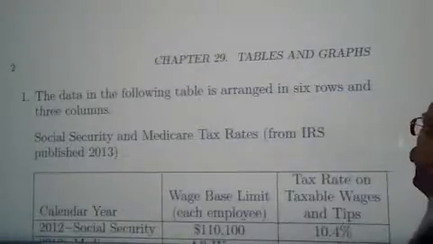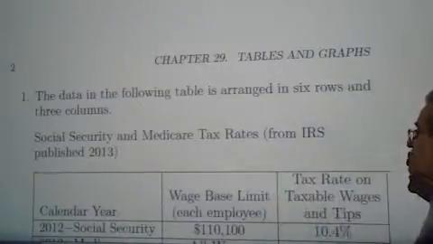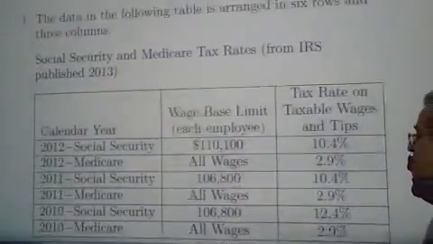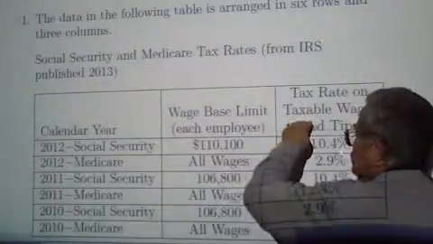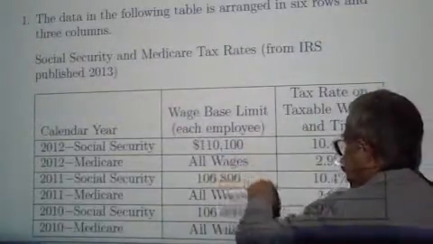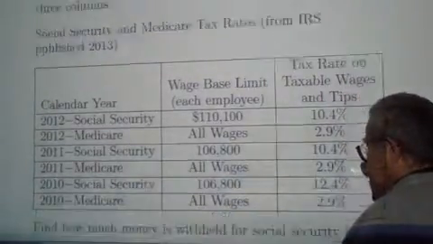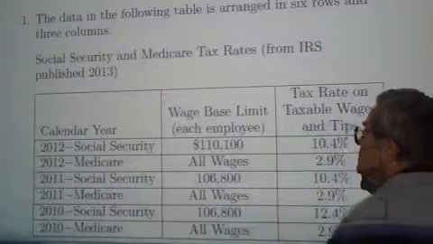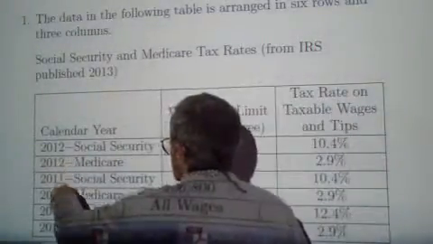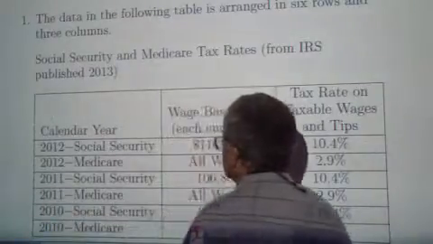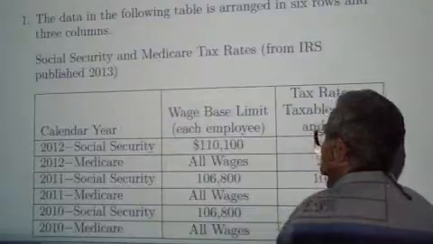I got this data from the IRS, an IRS publication in the year 2013. Here's a table. You have one top row, and 1, 2, 3, 4, 5, 6 rows down here. That's the end of the rows. You have the columns. This is the calendar year, 2012, 2011, 2010. You have the wage limit.